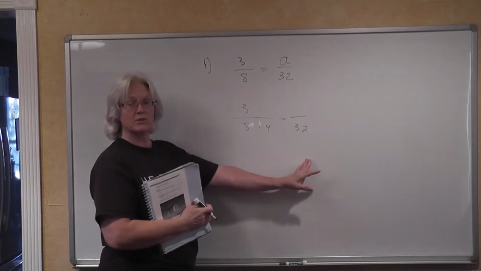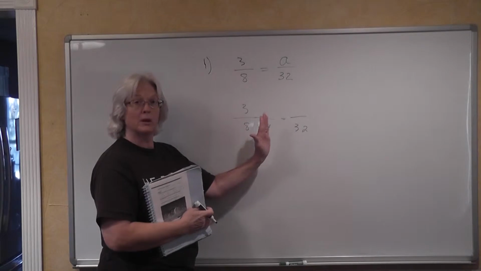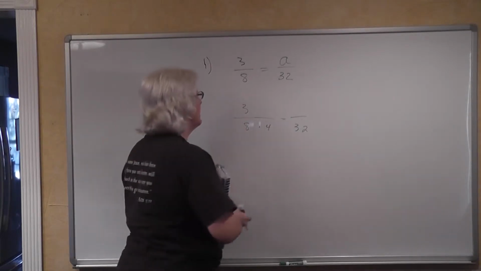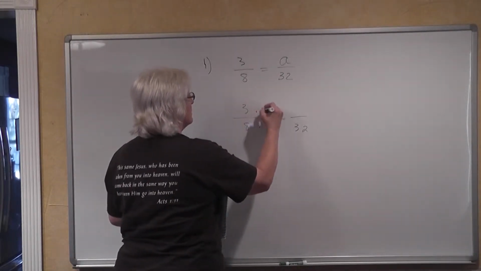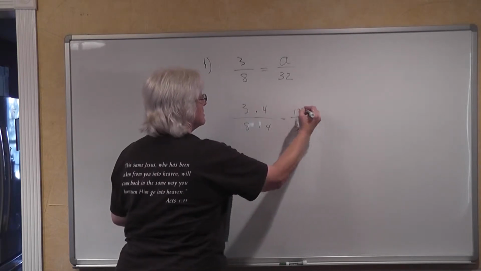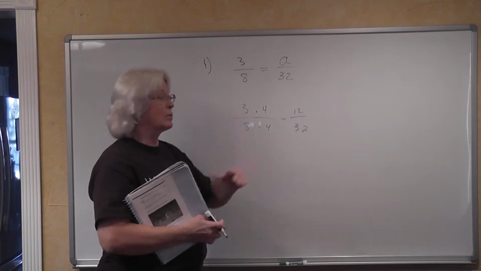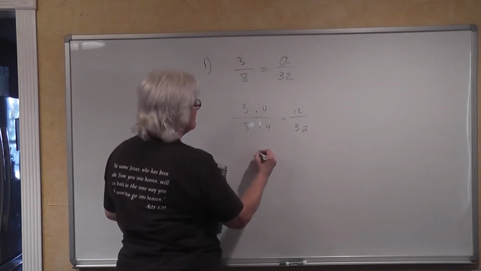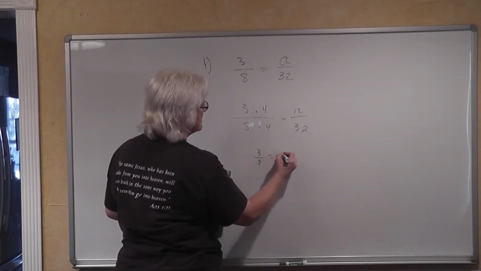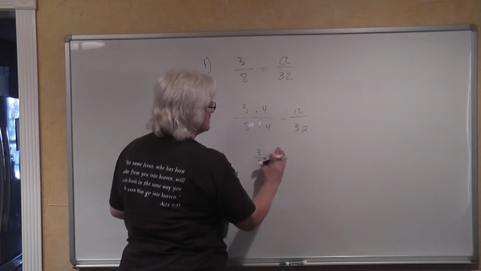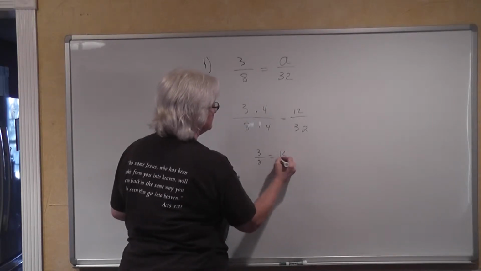8 times 4 is 32. And you have to multiply by the exact same value in the numerator. 3 times 4 is 12. So we now have an equivalent fraction. We have that 3/8 is the same as 12/32.